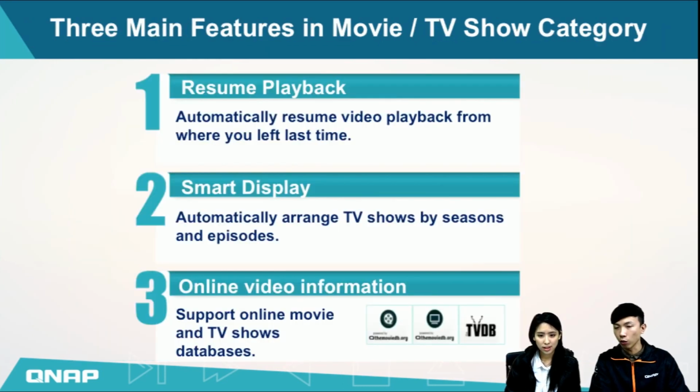So in the next slide, I will mention the three main features for the movie and TV show category. The first one is resume playback. This is a good design for our users. Sometimes when you are watching a TV series, you will be disturbed, maybe you want to pee, so you close the player. When you come back, you forget where you stopped last time. This design helps you resume playback from where you left off. Okay. Good stuff, like Netflix.